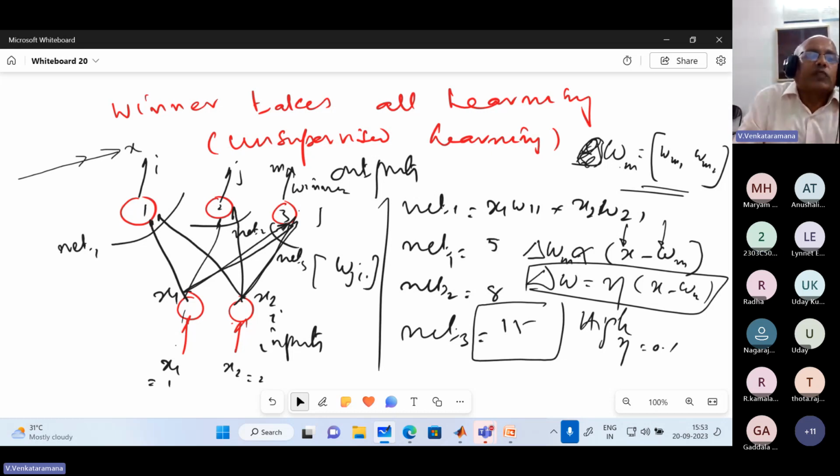Therefore, the most important thing, if I review what I have discussed so far: the first one is the modeling of the neuron. After modeling of the neuron, next is topology and connectivity. In the connectivity, we have seen the feed forward neural network and the feedback or recurrent neural networks.